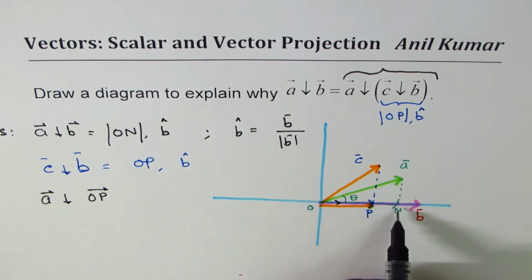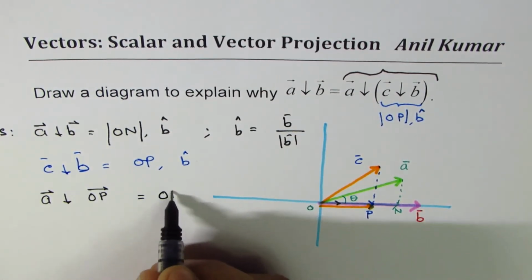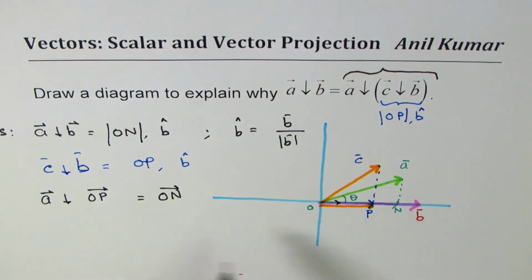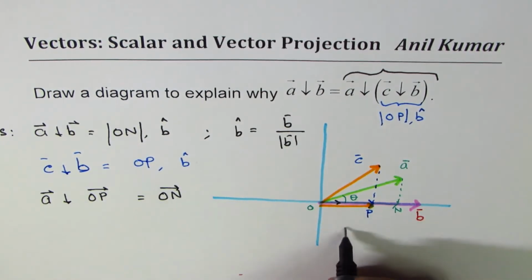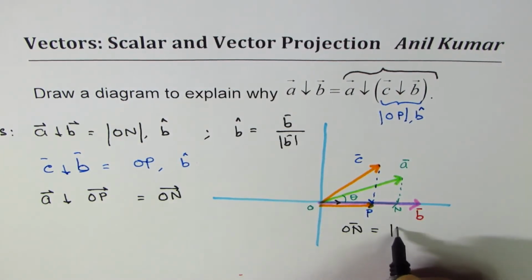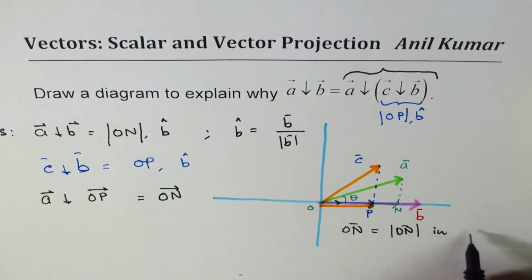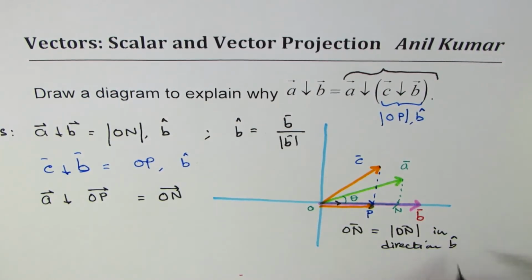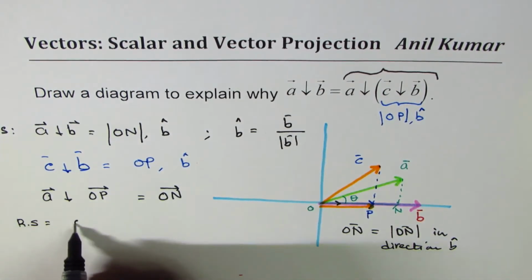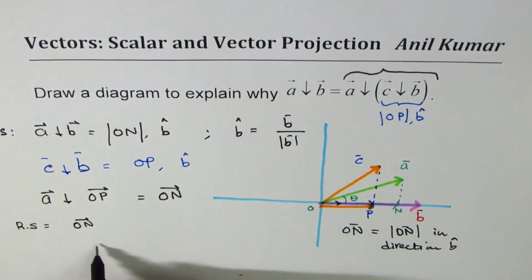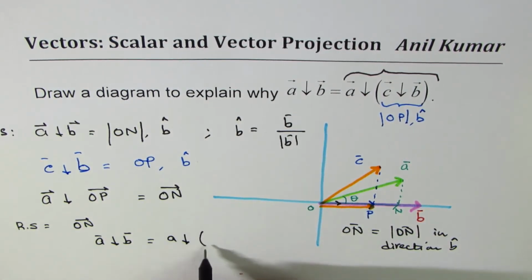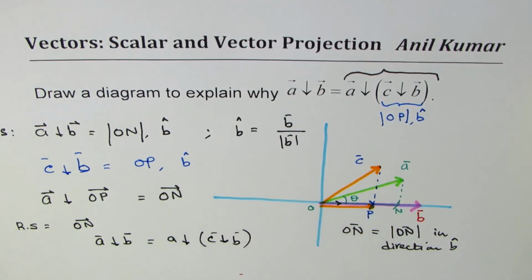Now the projection of A on vector OP is still ON, right? You see that? It is still ON, where ON is the magnitude and the direction is in the direction of B. So I could always write this as the vector ON, which has a magnitude of ON in the direction of unit vector B. So in both cases, the right side is also equal to the vector ON, and therefore we can say that the projection of A on B is the same as the projection of A on the projection of C on B. I hope that's absolutely clear.